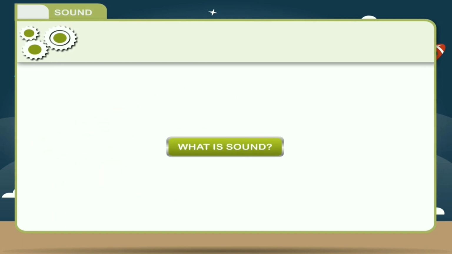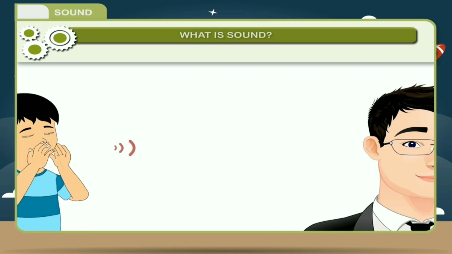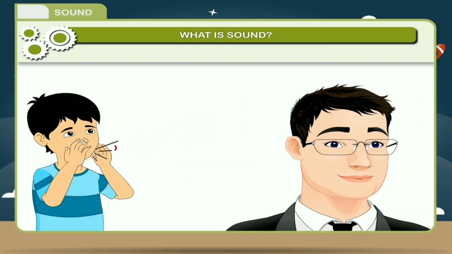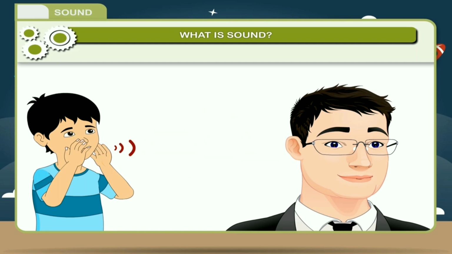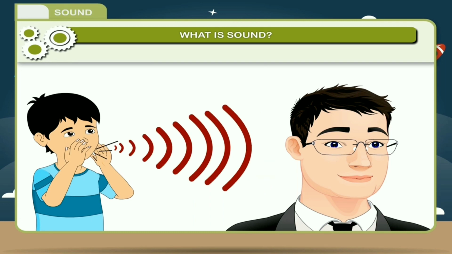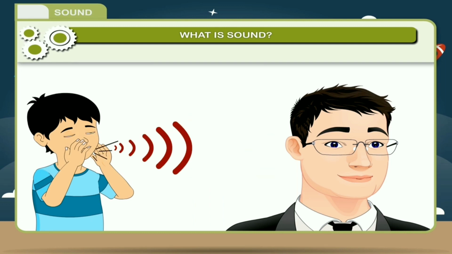What is sound? Sound is a form of energy that produces the sensation of hearing. Sound is produced when particles vibrate and move in a pattern called sound waves.